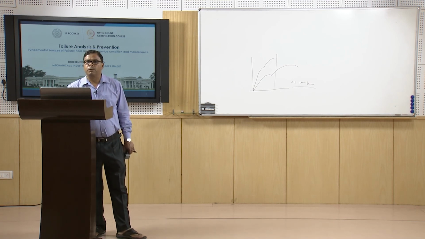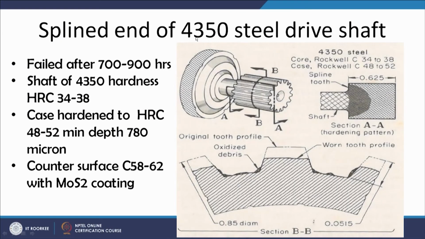This is one typical example wherein the spline end of a 4350 steel drive shaft failed prematurely. The shaft failed after 700 to 900 hours of service, and the shaft, which was made of 4350 steel, had a hardness of 34 to 38 HRC, and was case hardened to this level of hardness after the case hardening for 48 to 50 minutes, and the depth of the hardening was 780 micrometers. The counter surface against which the shaft was used had a hardness of 58 to 60 HRC, and this counter surface was coated with molybdenum sulfide.